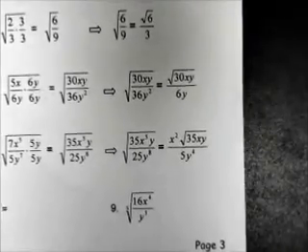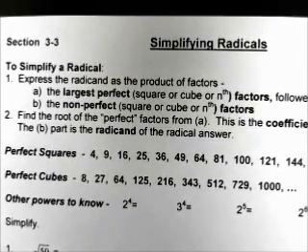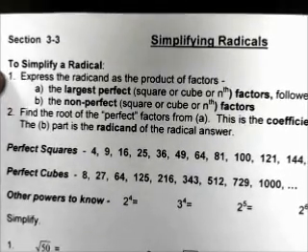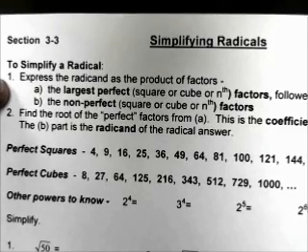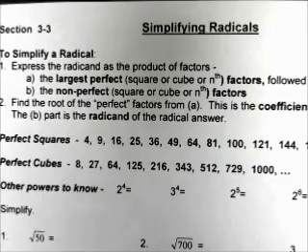Today we are on page 3 of our Chapter 3 notes packet. Section 3.3, Simplifying Radicals. Here are the steps we are going to follow. To simplify a radical, express the radicand as the product of factors: the largest perfect square or cube or nth factor, followed by the non-perfect square or cube or nth factors.